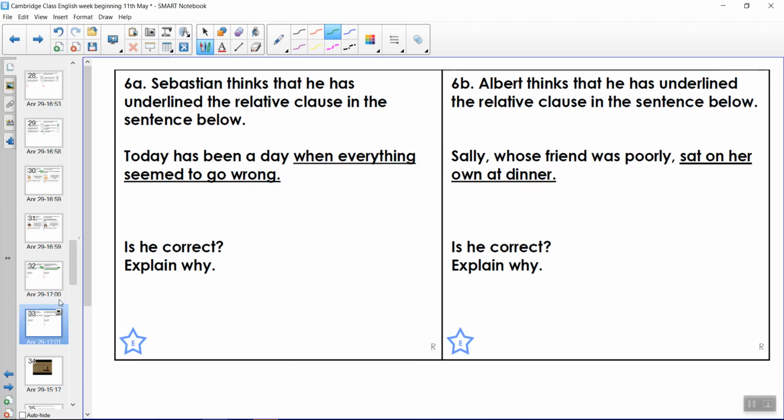Sebastian thinks he's underlined the relative clause in the sentence below. Today has been a day when everything seemed to go wrong. Yeah, there's my relative pronoun, and it's describing the day. Albert thinks he's underlined the relative clause in the sentence below. Sally, whose friend was poorly, sat on her own at dinner. Sally sat on her own at dinner is my main clause, my sentence, and this is my relative clause telling us that Sally sat on her own because her friend was poorly.